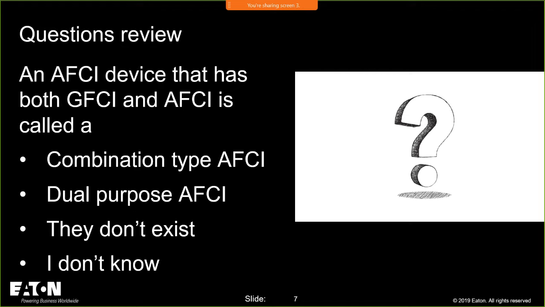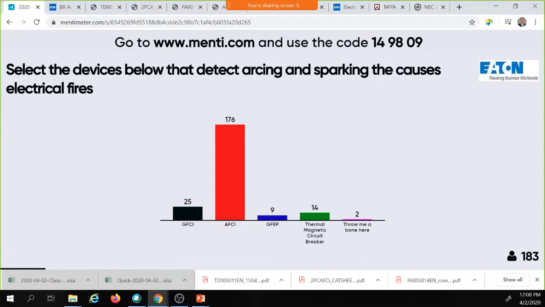Okay, so you ready for this one? An AFCI device that has both GFCI and AFCI is called what? Combination, dual purpose, they don't exist, or you just don't know.